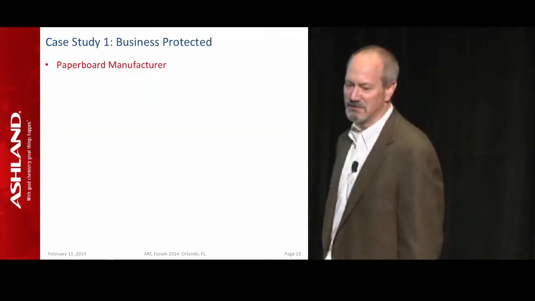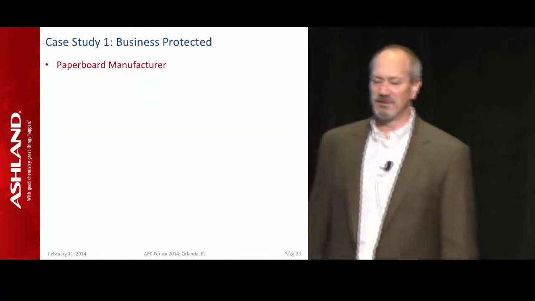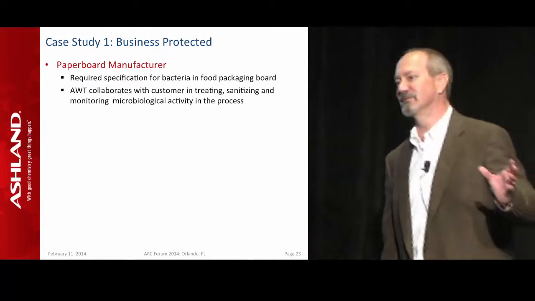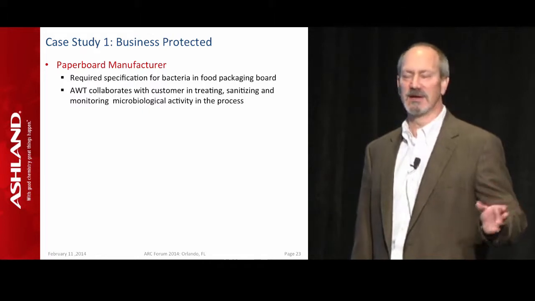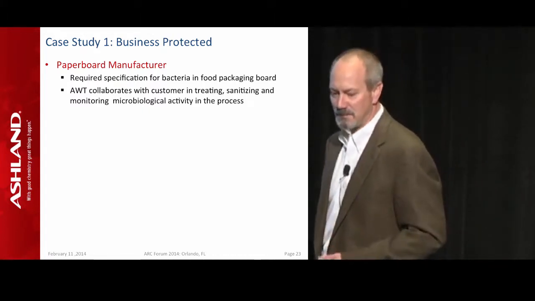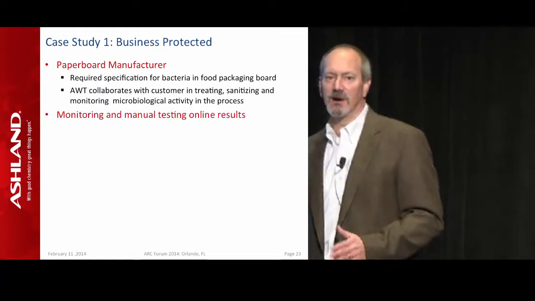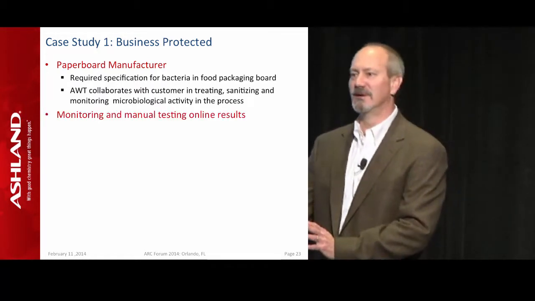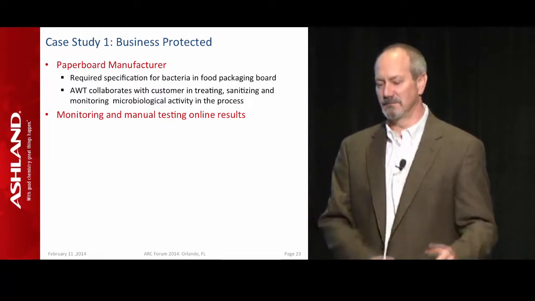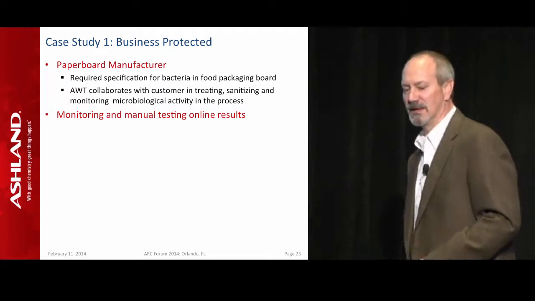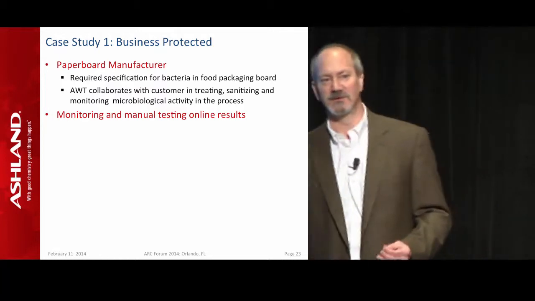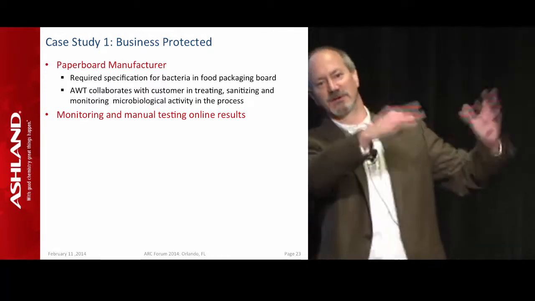Got a couple of real quick case histories in terms of how this has operated. From a business protection standpoint, we have a paperboard manufacturer that has a bacteria requirement for board that goes into making milk cartons. Can't have too many bacteria in the board. So we collaborate with them on sanitizing the system. We put a lot of our monitoring information online along with system data that they had out of their PI system. That combination allowed us to send out alerts when we had conditions that are known causes of contamination, things like tank levels dropping down and stuff falling off the sides.